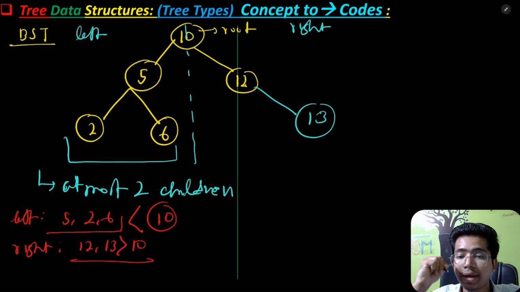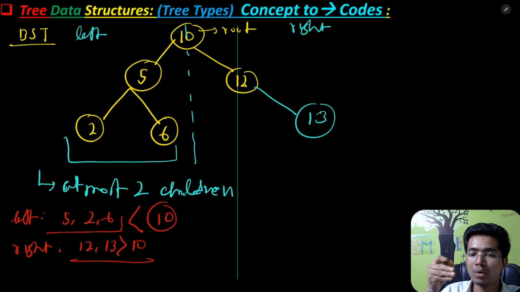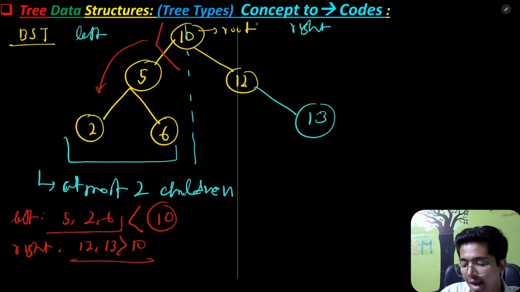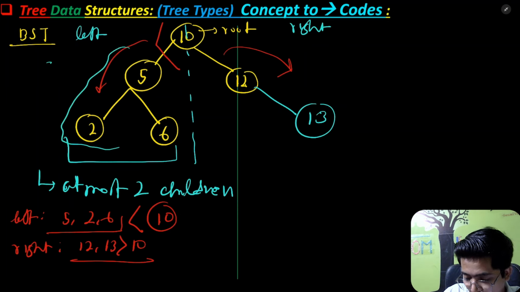So a binary search tree means a tree in which the nodes with value lesser than the root are stored on the left side, and the greater values are stored on the right side. That is called a binary search tree. Now observe this subtree, this section. If you observe this section also, you can observe the same.